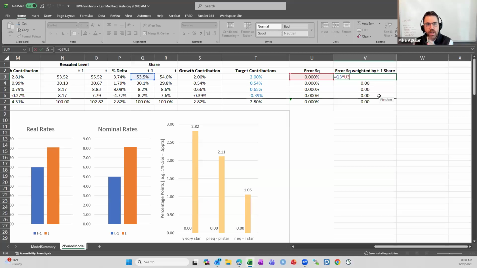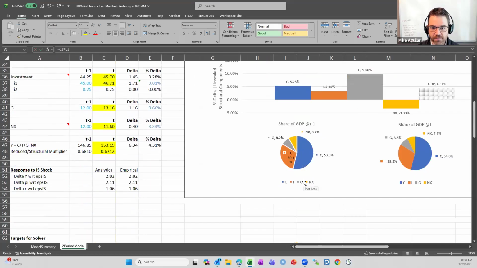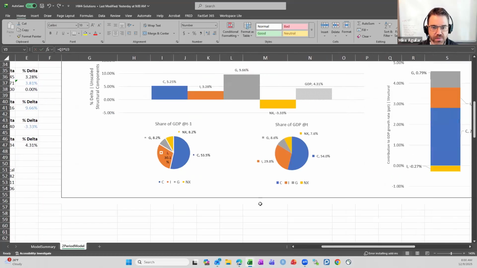I'm taking the squared error, multiplying by the share. In the instructions, if you saw in the orange text that I gave you a couple minutes ago, it said to multiply weighted by the T minus one rescaled share. Why would I ask you to do that? Well, we know C, I, G, and X are not equal partners in the GDP dance. Let's see if I have a graph that can help you show that. Take a look at the pie charts.